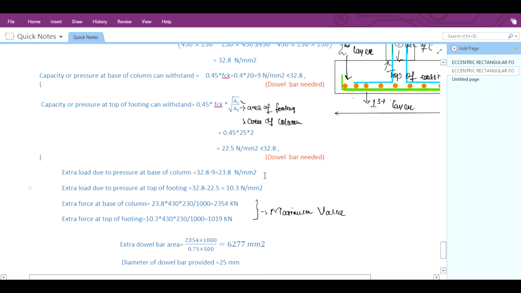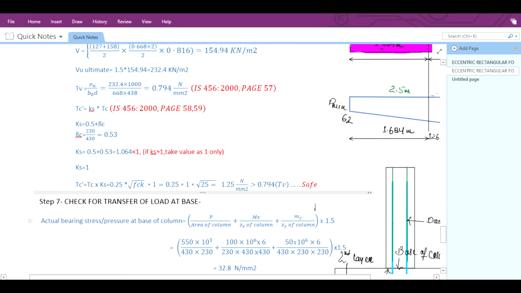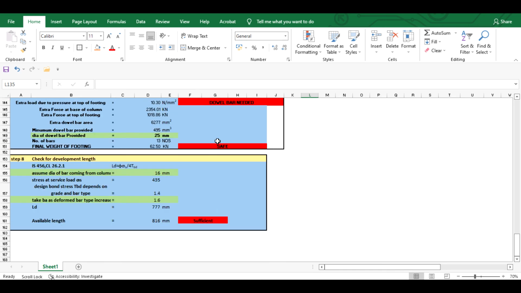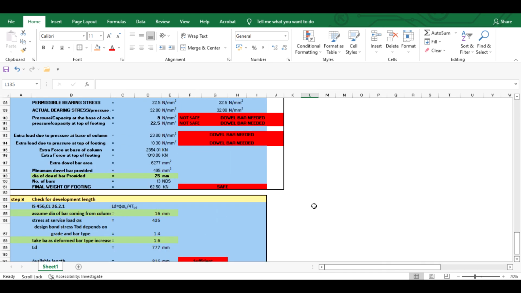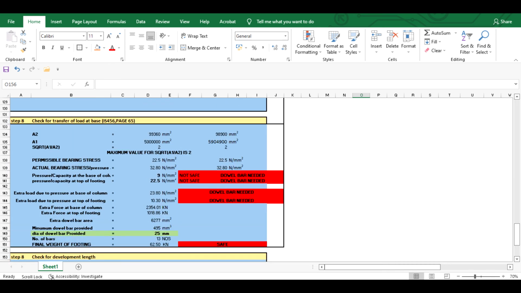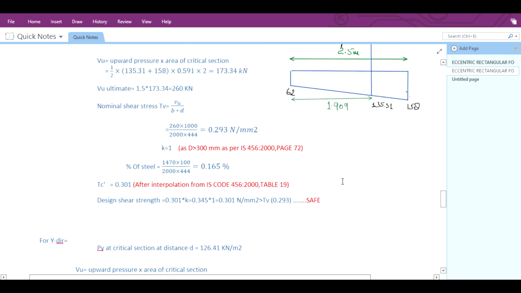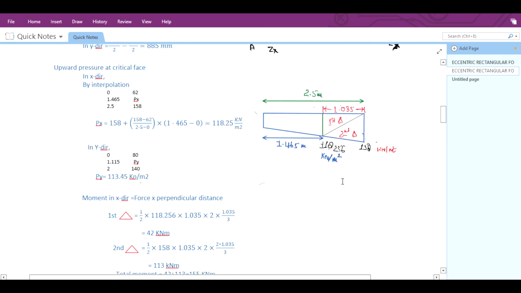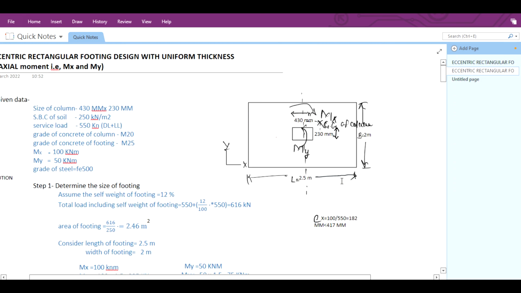And also you have to check the development length. Okay, so that should also be safe. I've already done the development length lecture. If you haven't seen that video, I will provide the link in the description or at the end of this video. You can go and check from there also. So we have covered all the topics in the design of eccentric biaxial footing.